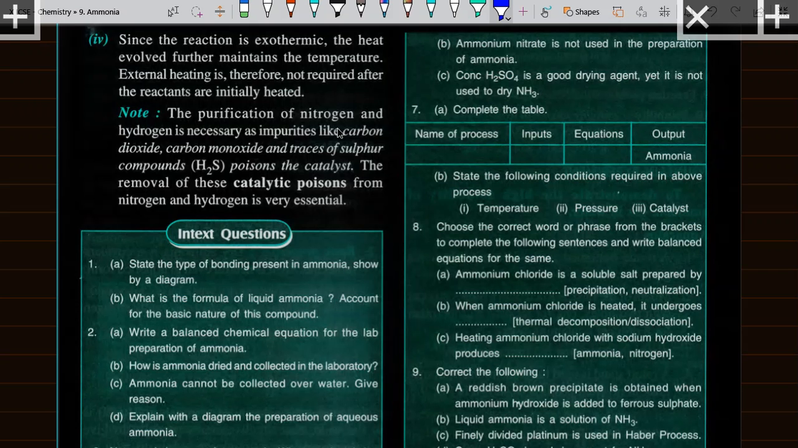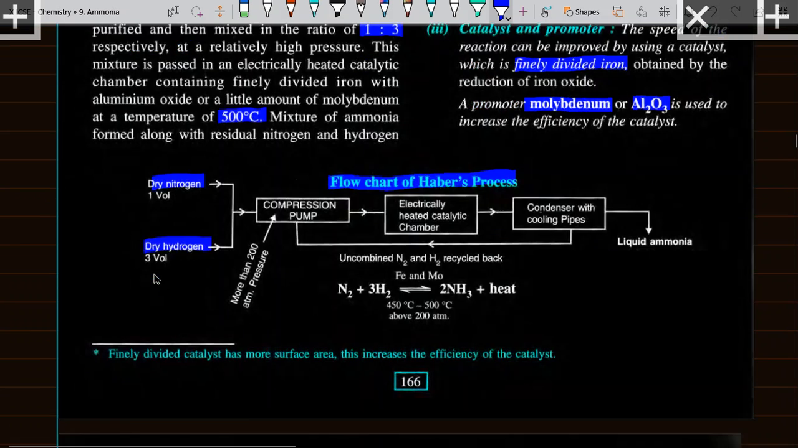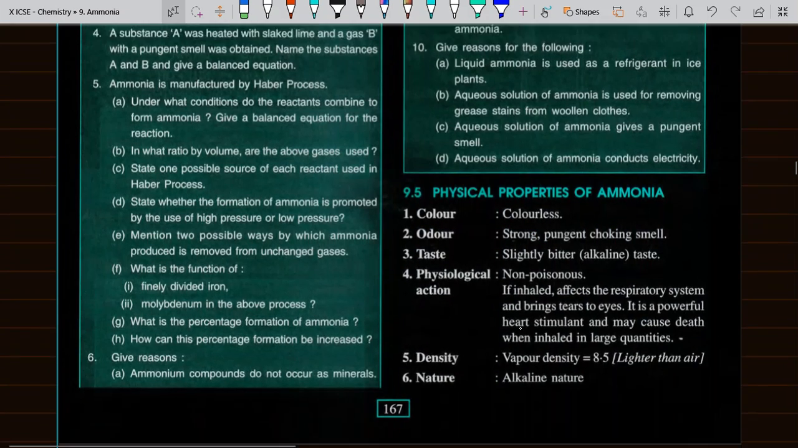The purification of nitrogen and hydrogen is necessary as impurities like carbon dioxide, carbon monoxide, and traces of sulfur compounds poison the catalyst. The removal of these catalytic poisons from nitrogen and hydrogen is very essential. मतलब ये नाइट्रोजन और हाइड्रोजन को कंप्रेस करने से पहले हम उसको प्यूरिफाई करके फिर डालते हैं अंदर. So that was the first part.